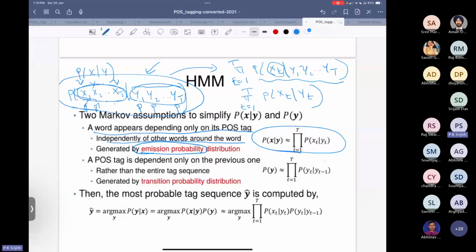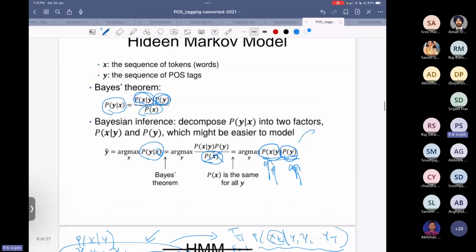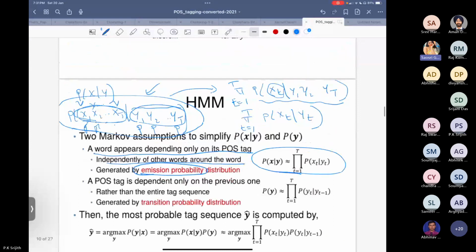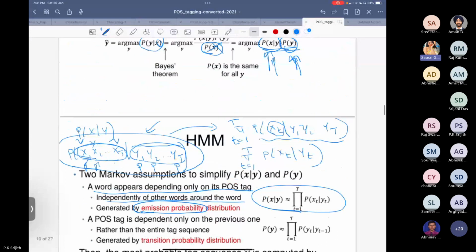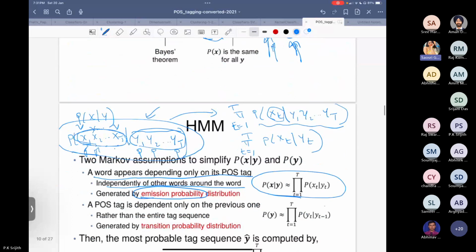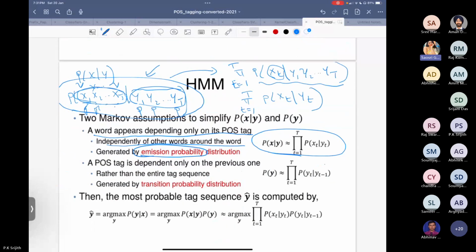Now we'll see how we are going to model this component p of y. Sir, one quick question. You mentioned that the total number of parameters should be V P to the power T. Can you explain that part once more, how you are getting V P to the T?